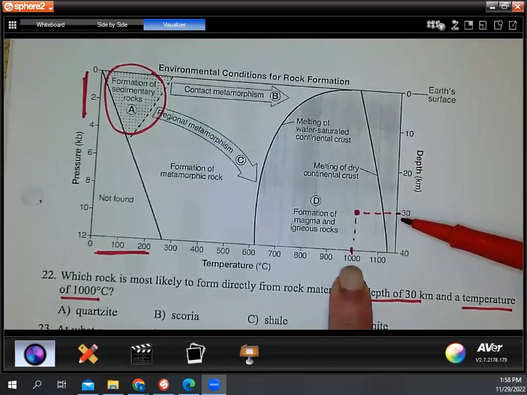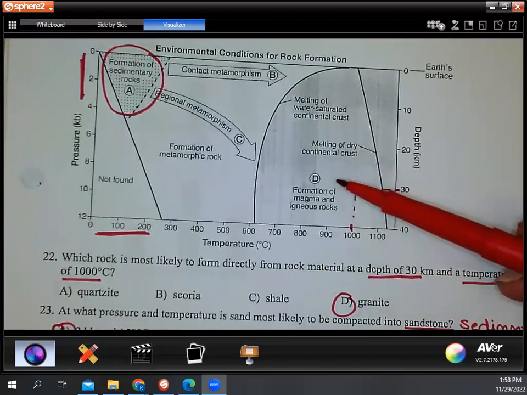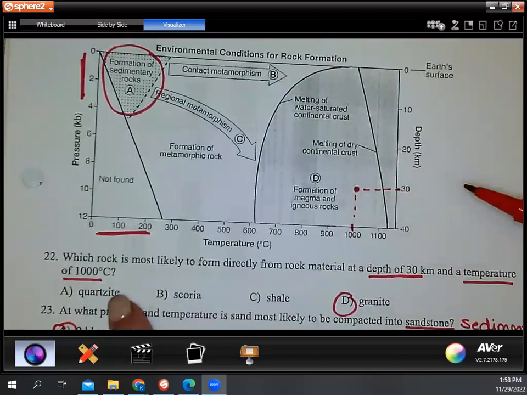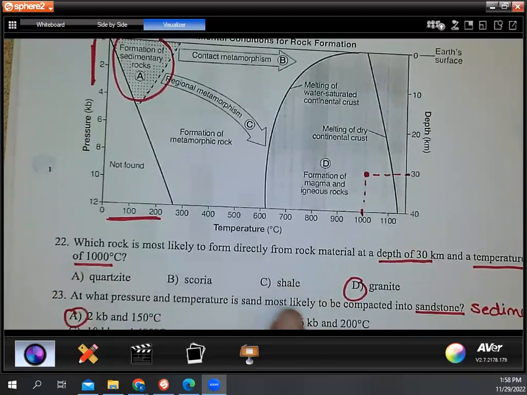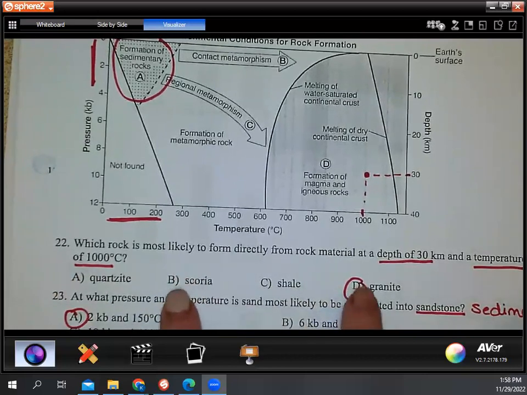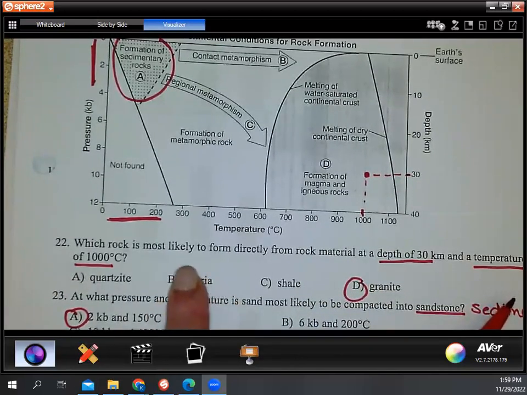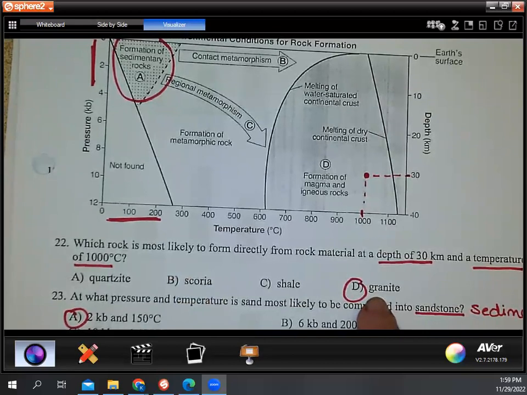go to my axis that says temperature, find 1,000, and see where they intersect. They intersect near here. This says the formation of magma and igneous rocks. So I need an igneous rock. Right off the bat, I can get rid of quartzite and shale because that's metamorphic and that's sedimentary. That leaves me with these two. We had done this one in class as an entrance slip. We talked about why it couldn't be B, because B is extrusive. Extrusive rocks form near the surface. Granite is an intrusive rock, which means it forms inside Earth. So the choice is D.